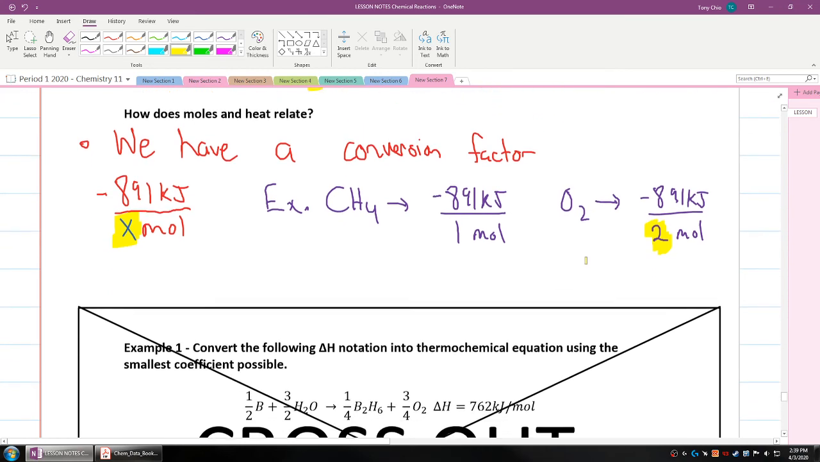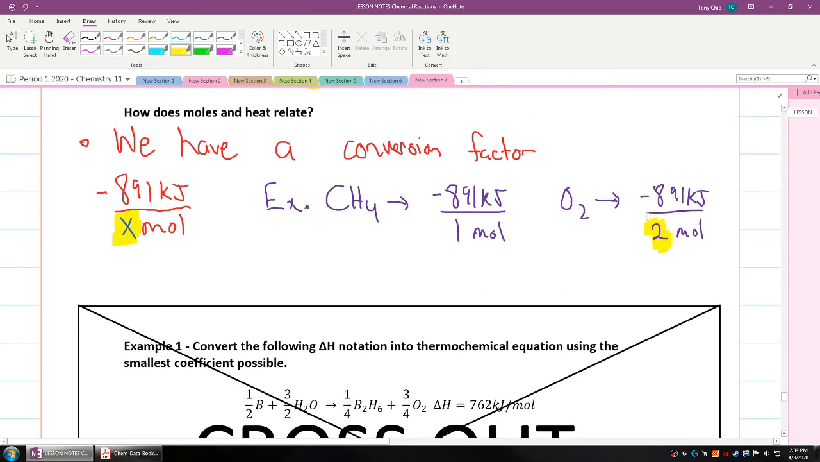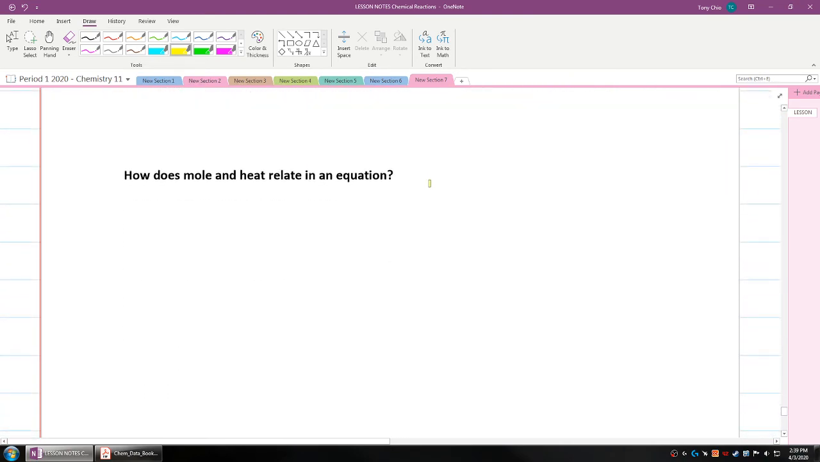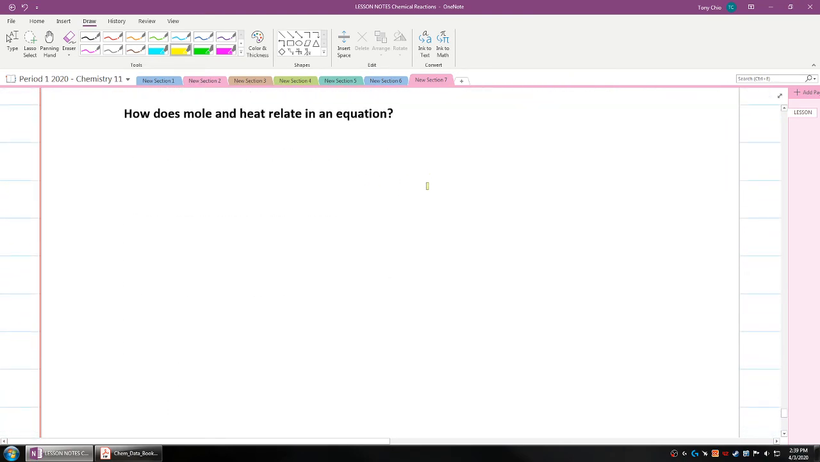So let's practice this using this conversion factor in the equation. Now you can cross out this example here, because it doesn't really pertain to us that much. Where I'll go into is how to use this in the equation, and then we're going to start moving on to examples. So again, let's use it for another example.